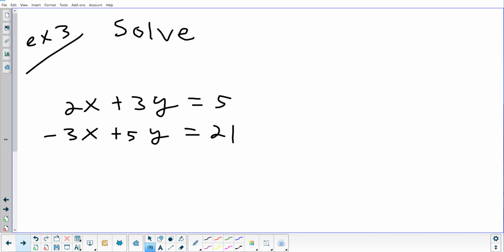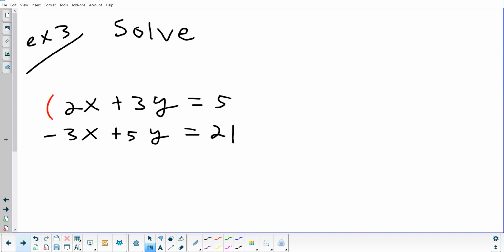And what coefficients do you think we should make opposite? The x ones or the y ones? Yeah, I would do the x's. Because one thing the x's already have going is they're already, one's a positive, one's a negative. So we already have that part.